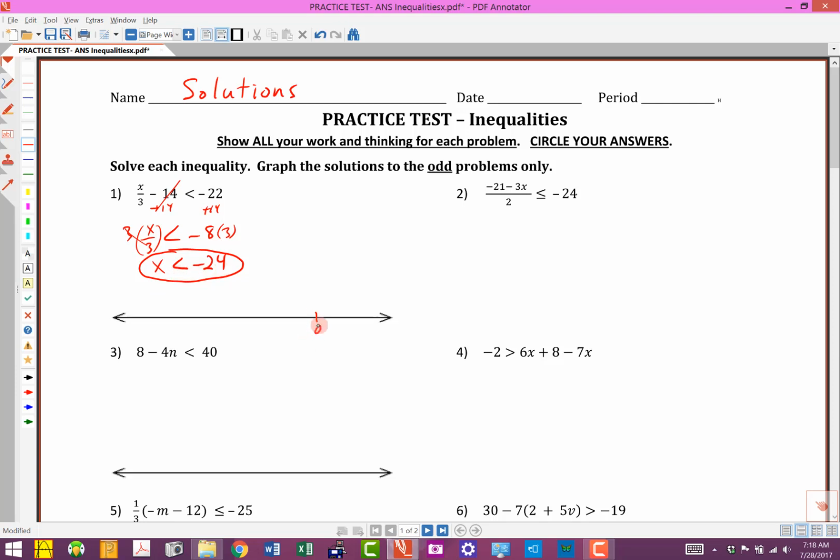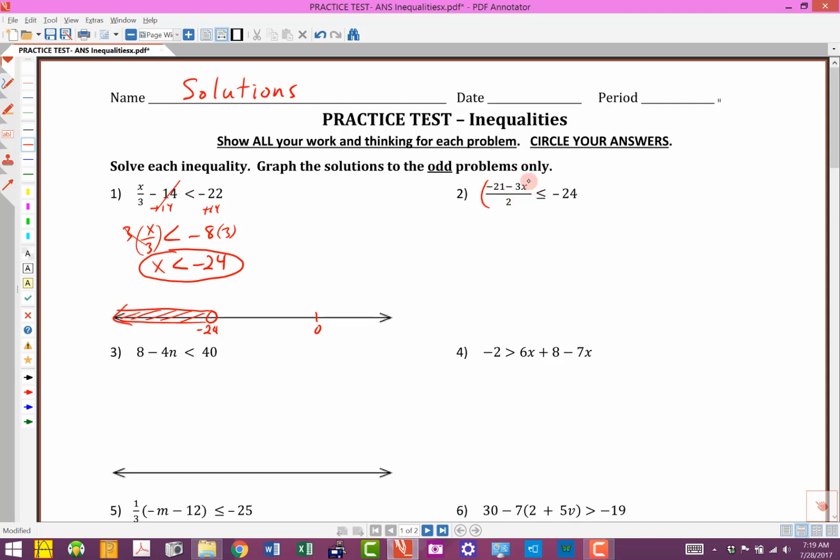So I'm going to put 0 on here for a reference, negative 24 on here because it's the most important number on this particular number line. We are not going to fill it in because it says it's going to be strictly less than negative 24. So the answers are less than negative 24, so we're going to shade to the left side. Again, we'll just do a little bit of shading there. Okay, on to the next one.